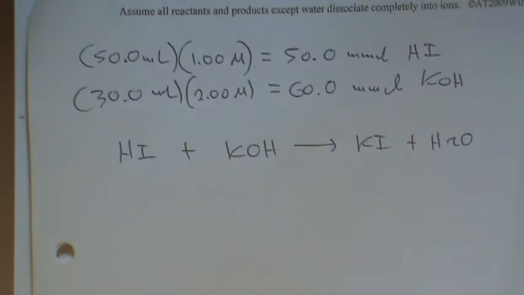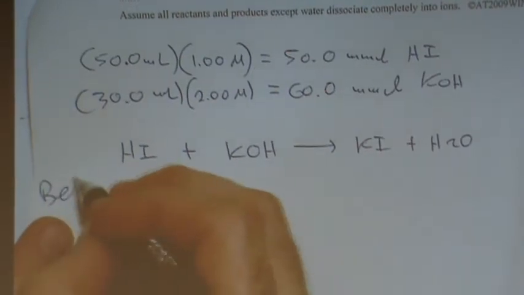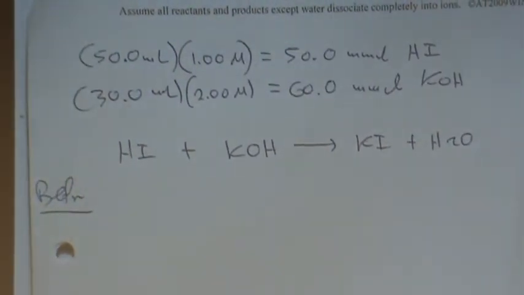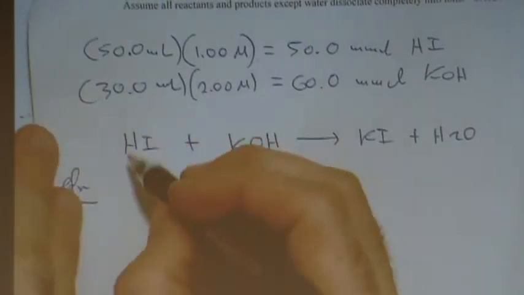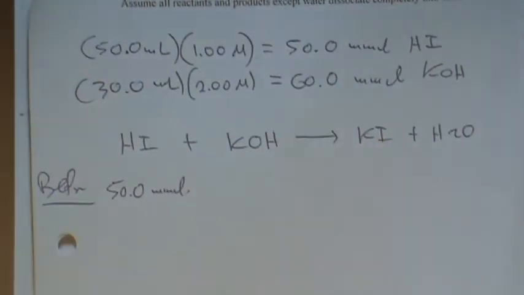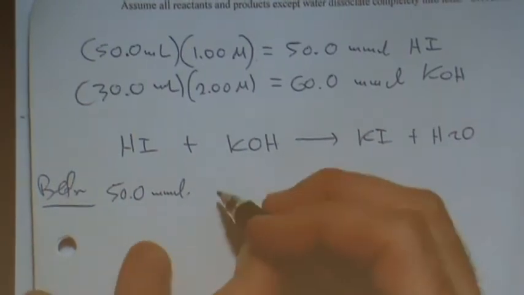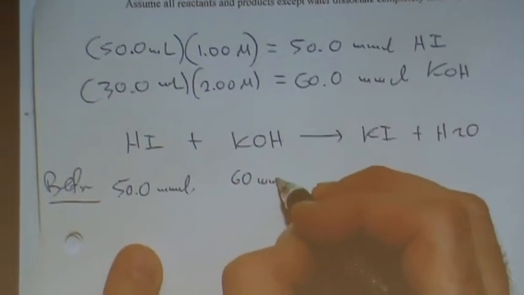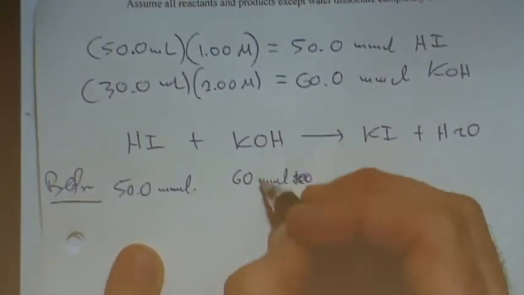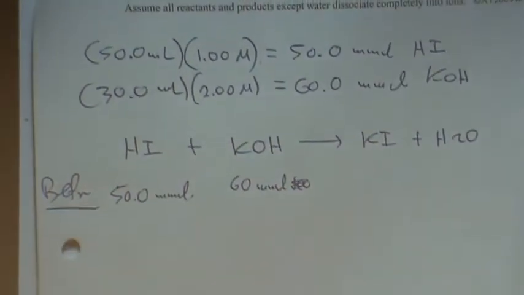So here we are. Before the reaction takes place, before we mix them, what do we have? We have 50 millimoles of hydrogen iodide. And what do we have? 60 millimoles of potassium hydroxide. You don't put the potassium hydroxide on the top of it. That's the point that we're doing that anyway.